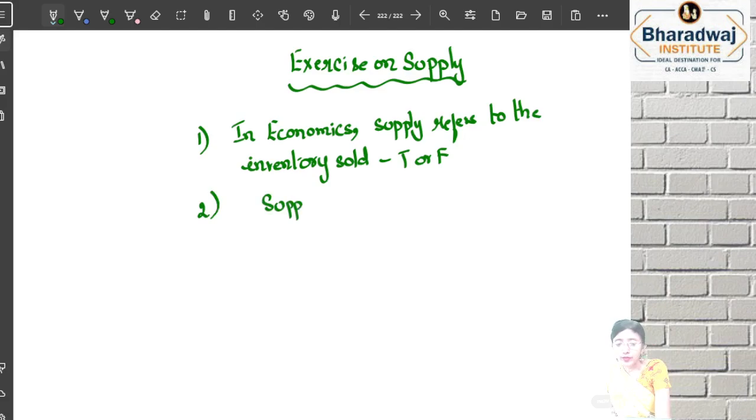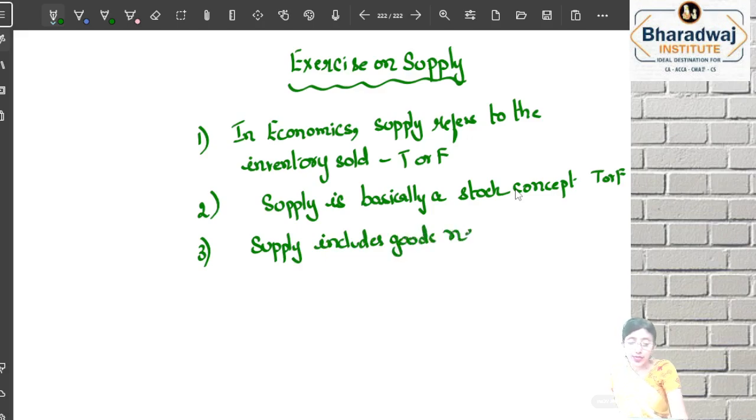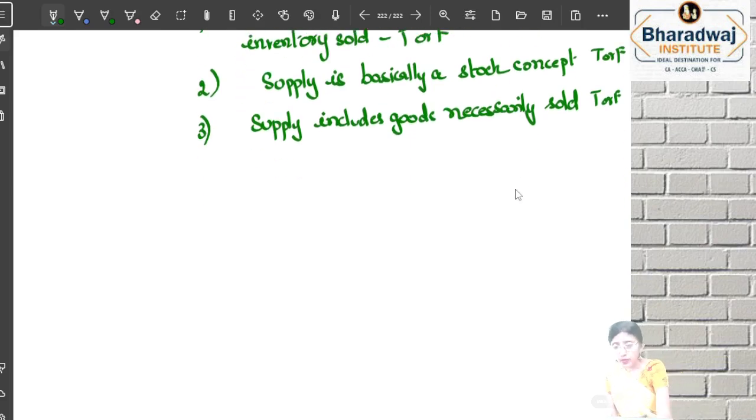Supply is basically a stock concept. True or false? Third, supply includes goods necessarily sold. All of them are true or false, whatever I give you as an exercise. Then question number 4.